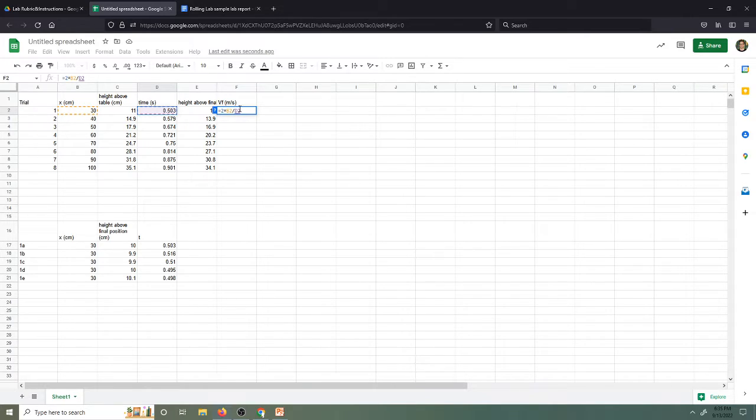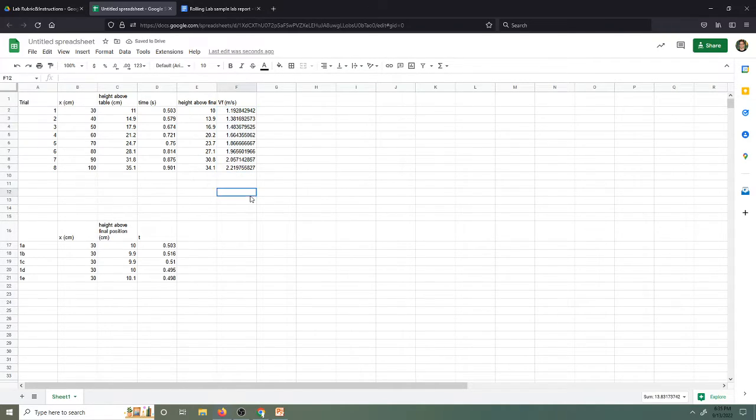Now, the problem with this is that this is going to get us in centimeters. So actually, I probably should do this divided by 100, right? That's how you would convert from centimeters to meters, and then divide by time. Okay, I will let it autofill this time. I could have done it the old way.